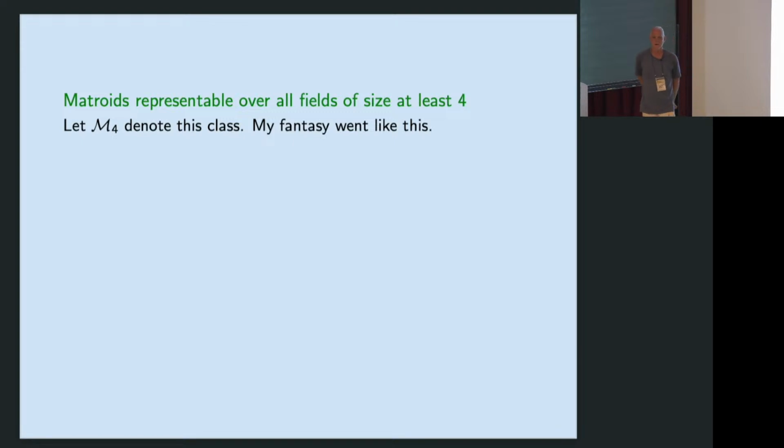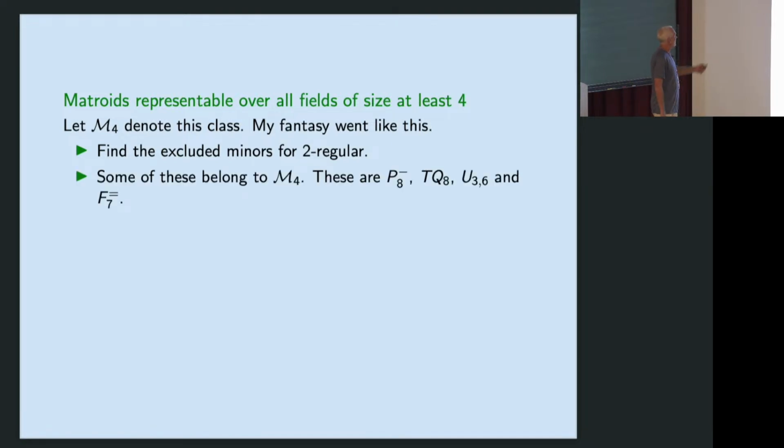We actually know a lot about the matroids representable over GF(3) and other fields, and I'd love to be able to say we know a lot about the matroids representable over GF(4) and other fields. Say we call this class M4. I had a fantasy. First of all, my fantasy went like this: find the excluded minors for 2-regular. And now some of these belong to M4, and there they are, they're beautiful names: P8 minus, TQ8, U36, F7 minus minus.